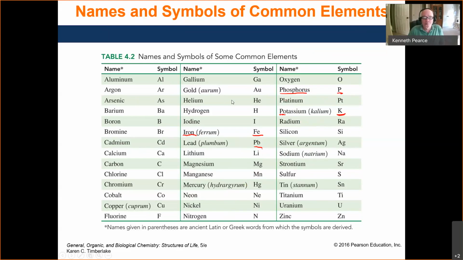But it's good to know. It's good to know that iron is Fe. It's good to know that copper is Cu. See over here, here's copper. All right. It's good to know.